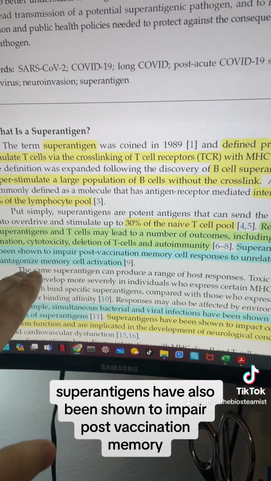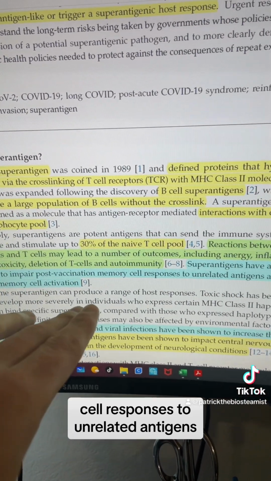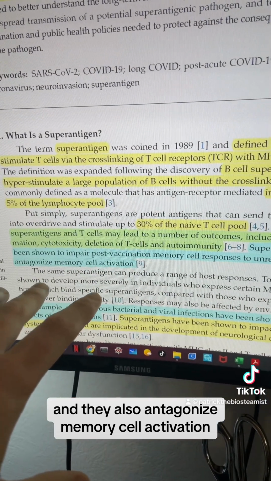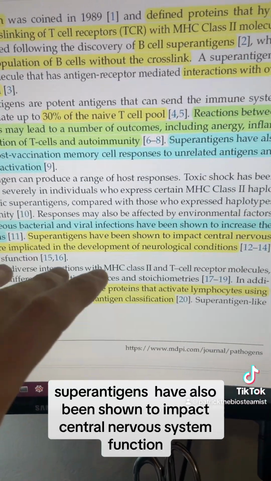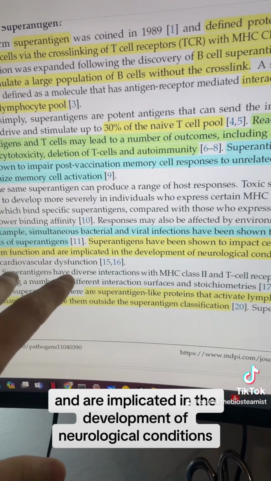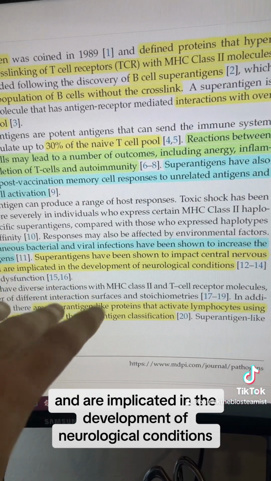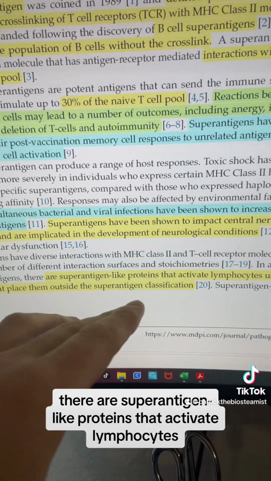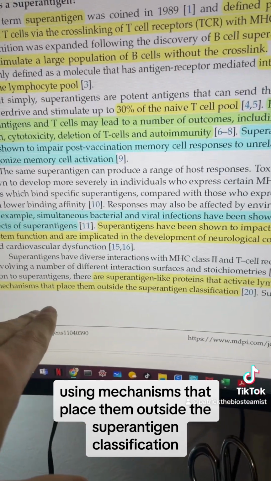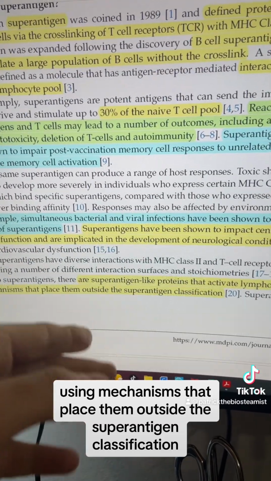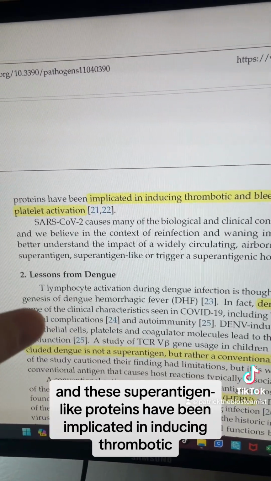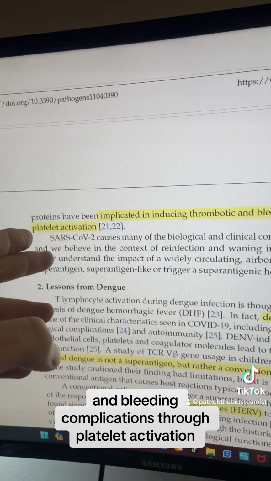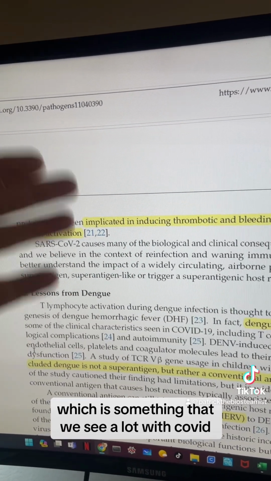Superantigens have also been shown to impair post-vaccination memory cell responses to unrelated antigens, and they also antagonize memory cell activation. Superantigens have also been shown to impact central nervous system function and are implicated in the development of neurological conditions. Now, in addition to superantigens, there are superantigen-like proteins that activate lymphocytes using mechanisms that place them outside the superantigen classification. And these superantigen-like proteins have been implicated in inducing thrombotic and bleeding complications through platelet activation, which is something that we see a lot with COVID.